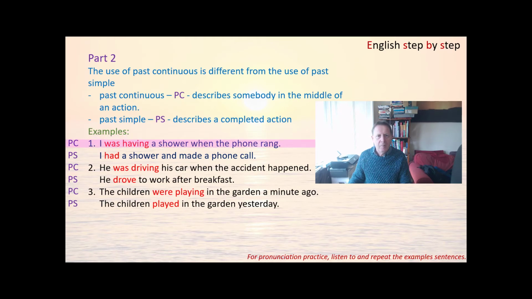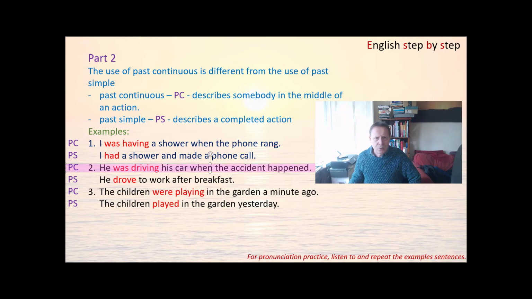Examples: PC, past continuous. I was having a shower when the phone rang. And then we have another example with the same verb, but this time in past simple. I had a shower and made a phone call. So you can see, the first example is in the middle of an action. The second example is a completed action.